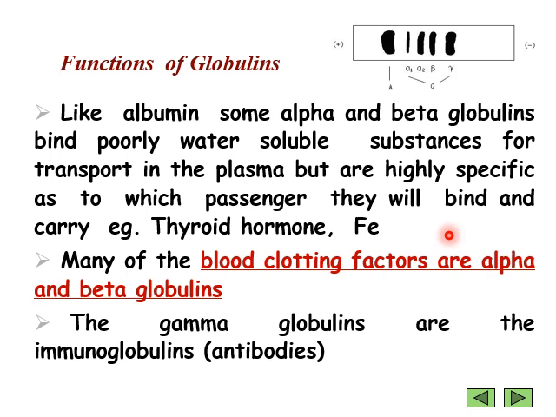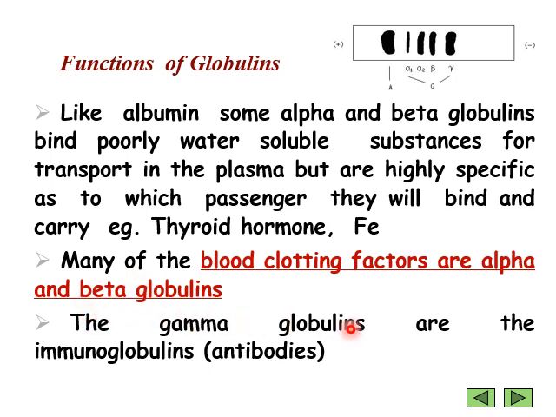Second, others. There are many different types of globulins in the blood, in the plasma, but you will study those in the subject of biochemistry. Here you must understand their help in the binding of lipid soluble substances. The blood clotting factors, all the clotting factors in our body, are either alpha or beta globulins. So globulins have a role in clotting also.